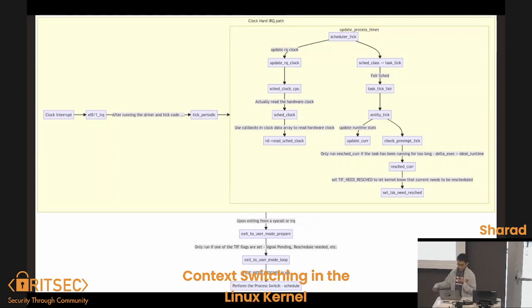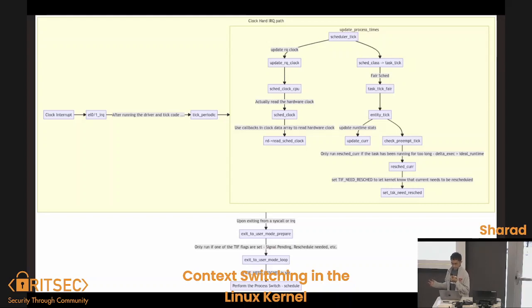Entity tick first runs update cur, which updates the runtime statistics in the fair scheduler structures. Then you hit check preempt tick, then resched cur, and then set task need resched. So check preempt tick is essentially the code path that checks if the process has exceeded its time slice. If it has, you run resched cur.